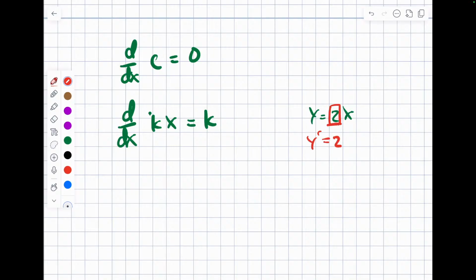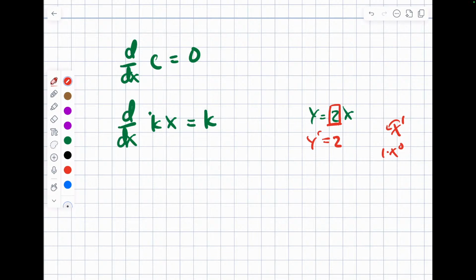Does that make sense? If you want to use the power rule, you can, but it would be x to the 1. If you put it down, it'd be 1 times x to the 0, which is 1. So it'd be 2 times 1 is 2. So therefore, the derivative of kx is equal to k.